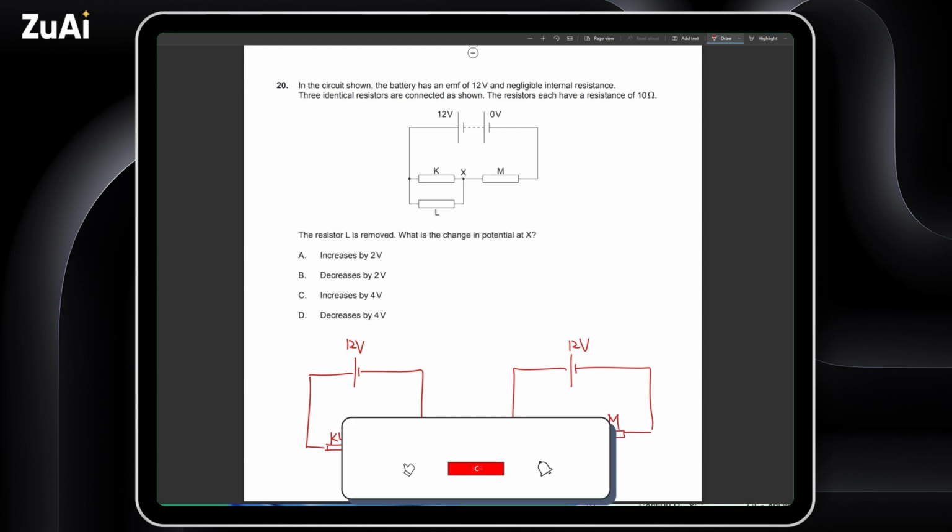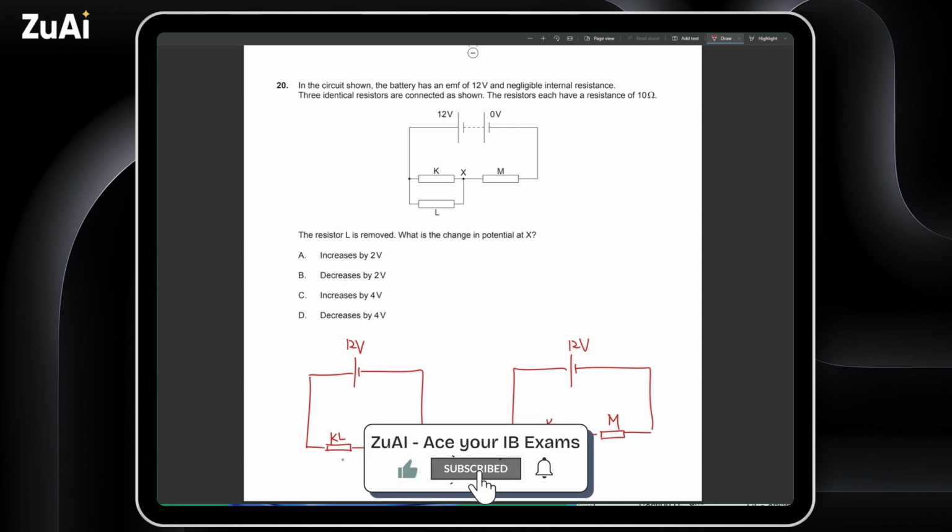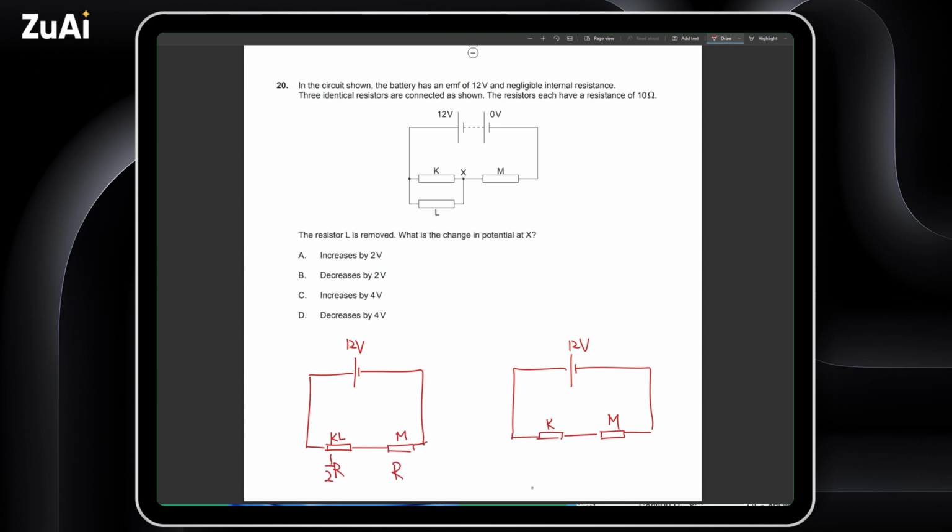Let's combine K and L together to make it an equivalent single resistor, KL. The resistance of it will be half of the original. Meanwhile, M is simply R. On the right hand side, we have removed the resistor L, leaving the resistance of K be R and the resistance of M be R.